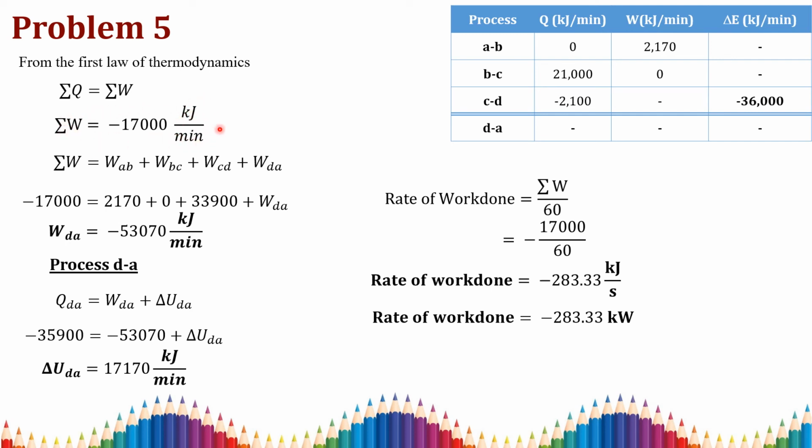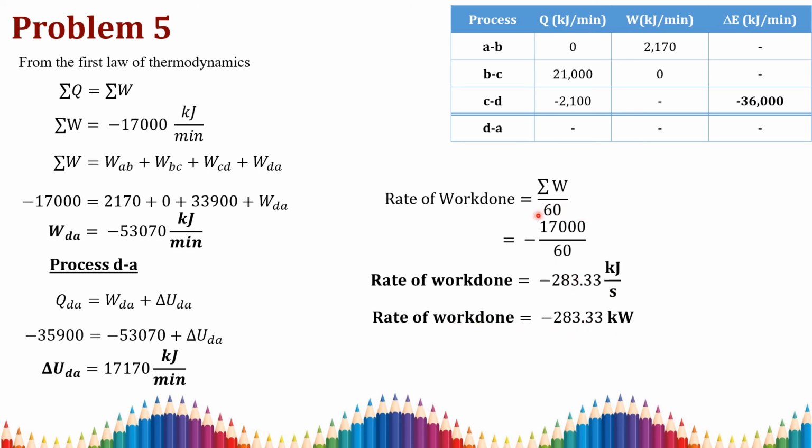So this is joule per minute, which will be converted into joule per second. 1 joule per second can be written as 1 watt. The simple process is to convert minute into second, so I am dividing by 60, since 1 minute equals 60 seconds. So minus 17,000 divided by 60 gives minus 283.33 kilojoule per second. So this rate of work done can be written as minus 283.33 kilowatt.